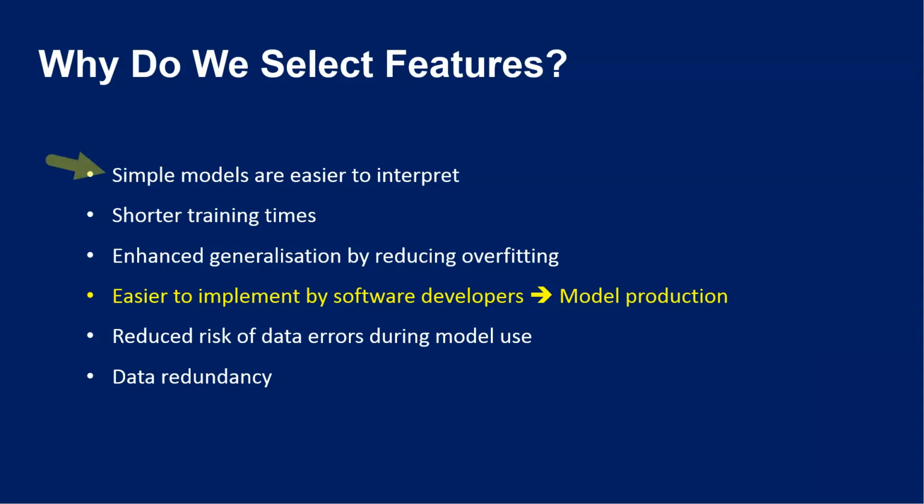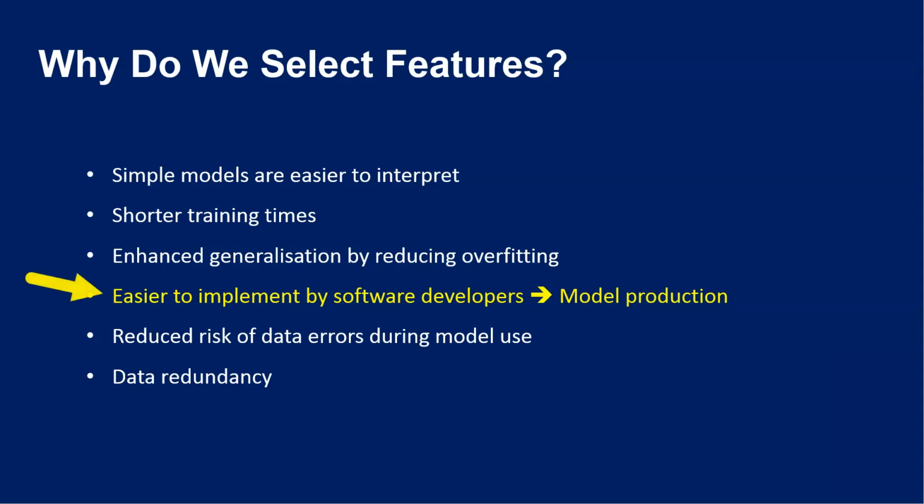First, simpler models are easier to interpret by the consumers of the models. So those people who act on the decisions that the models make will need to understand those decisions. In this sense, models built using 10 features are easier to understand than models built using hundreds of features. Second, shorter training times. It takes less time to train, but more importantly, less time to score if the model uses fewer features. Third, we may achieve enhanced generalization by reducing overfitting if we use fewer features.